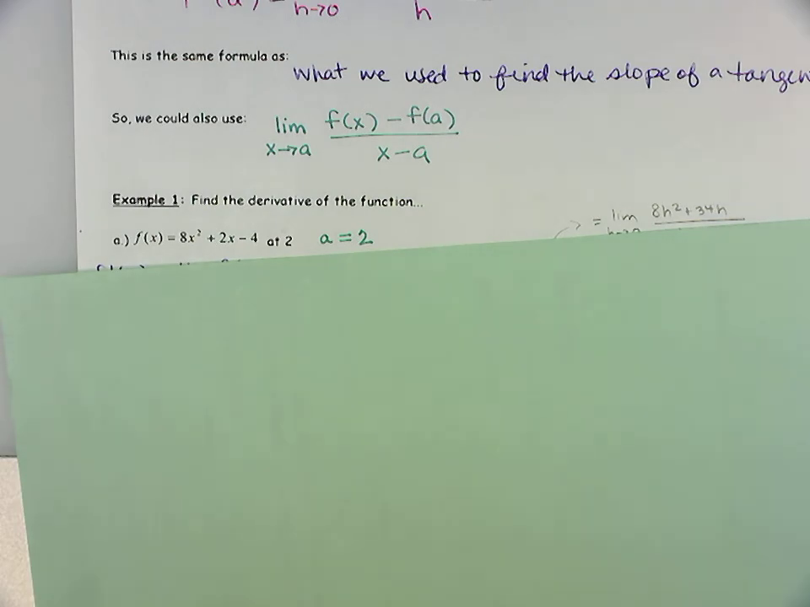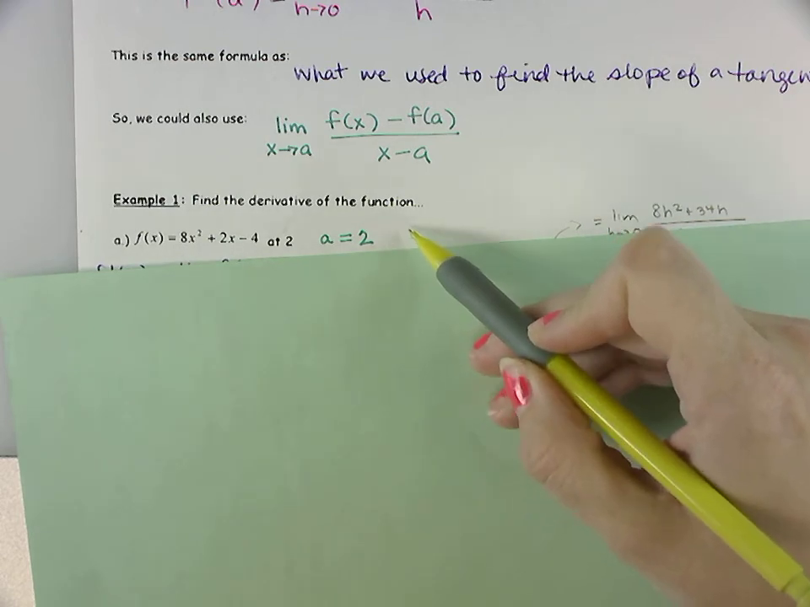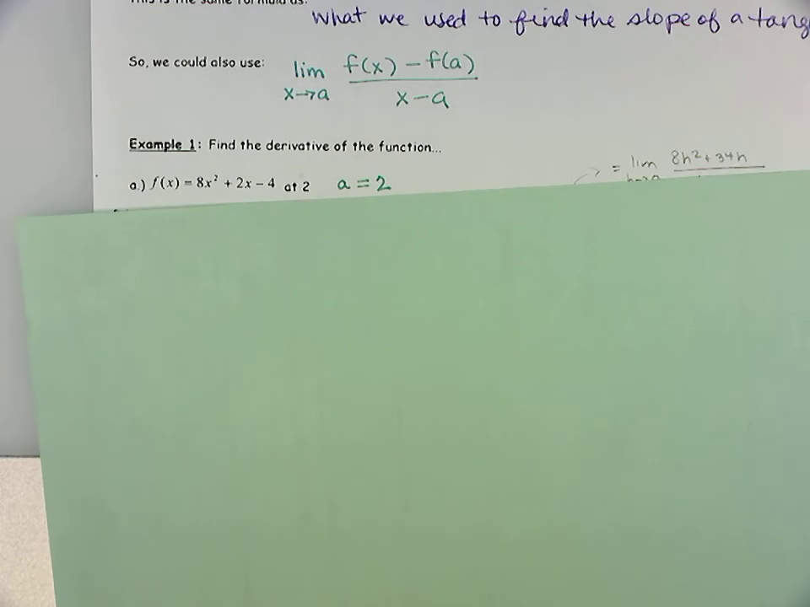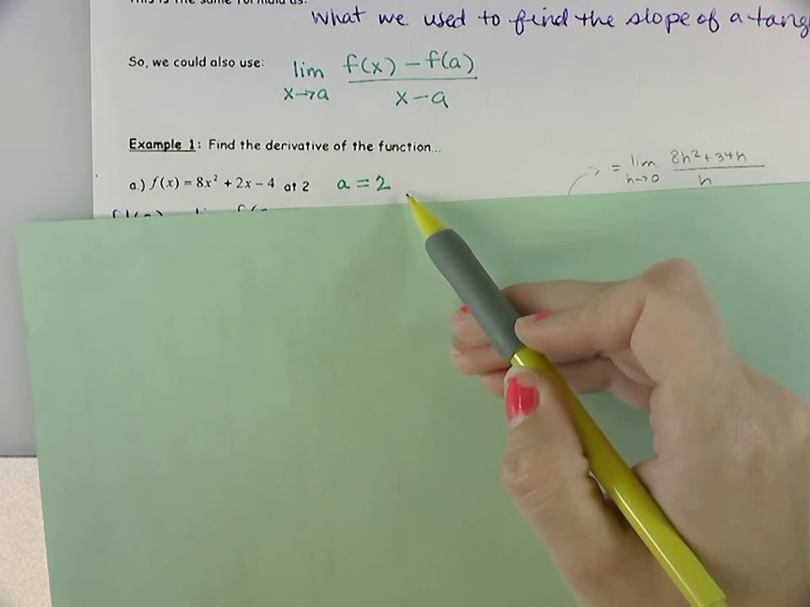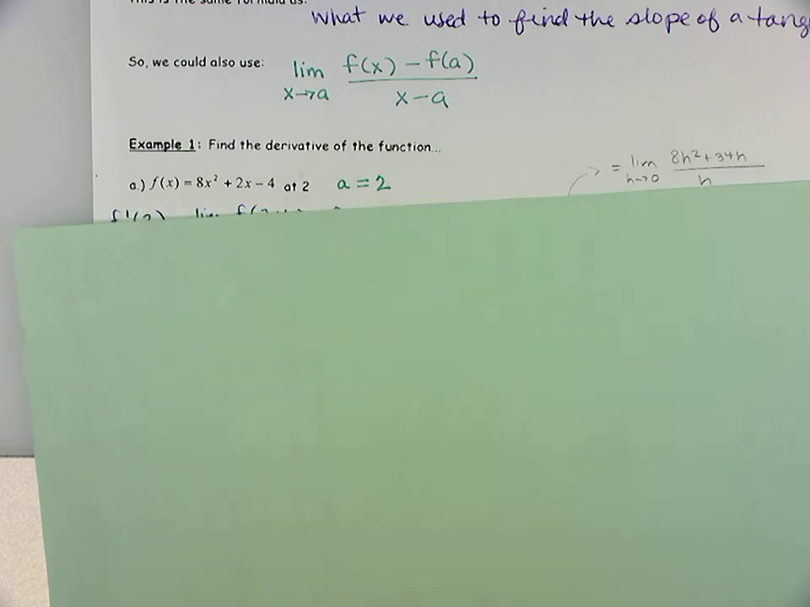So f of x equals 8x squared plus 2x minus 4 at 2. Yesterday we were given a point, and then that point was a and then f of a. Today we're only given this value, so that's what's going to make what we did yesterday different from today. So to find the derivative at 2, we're finding the slope of the tangent line at the x value 2.